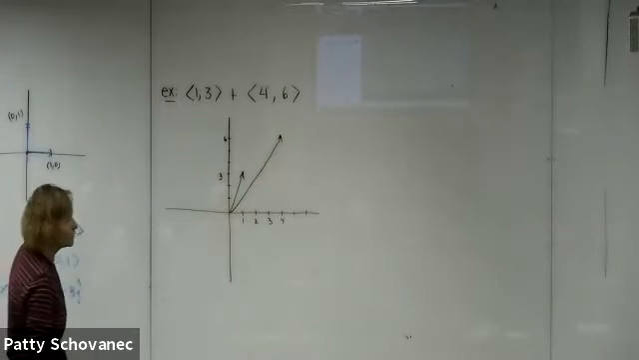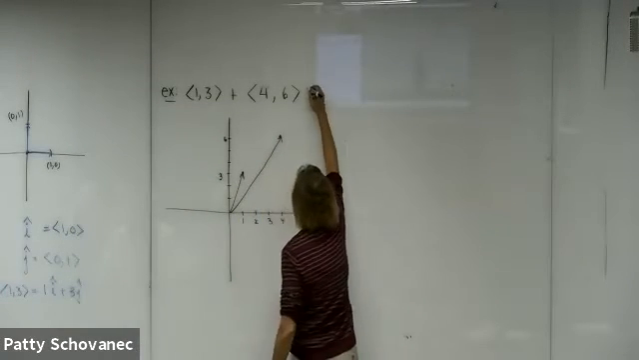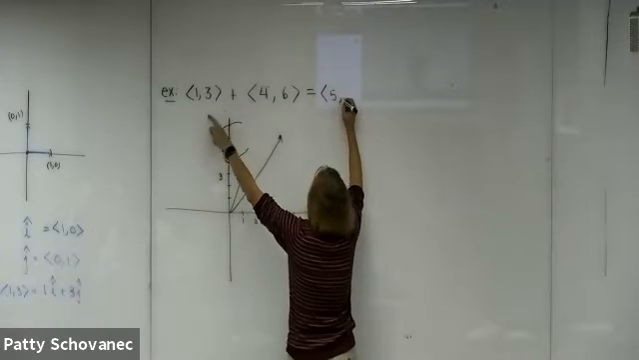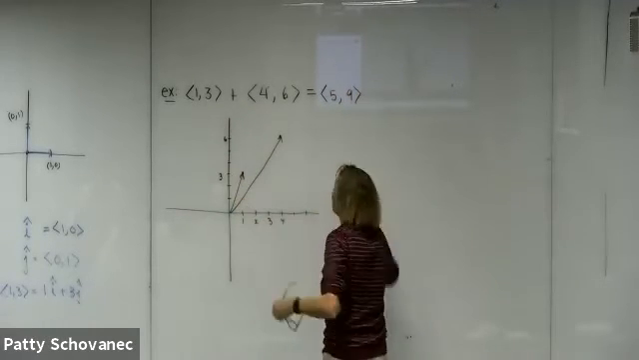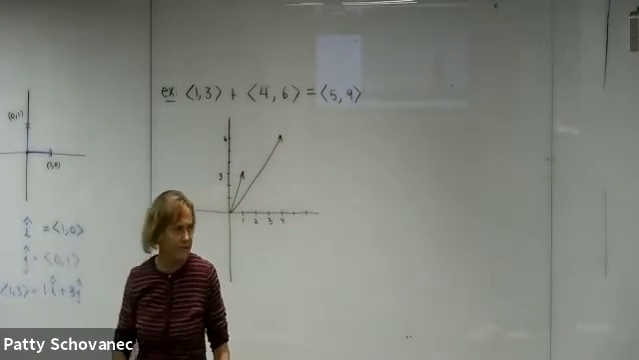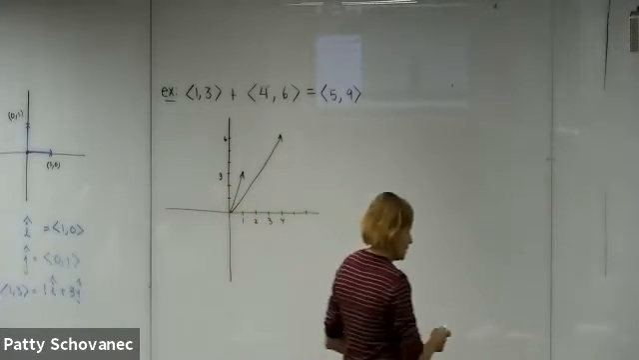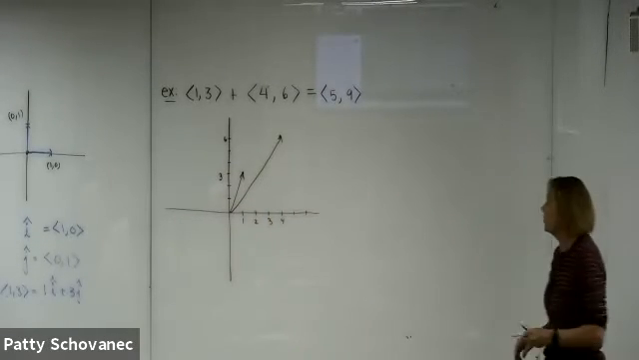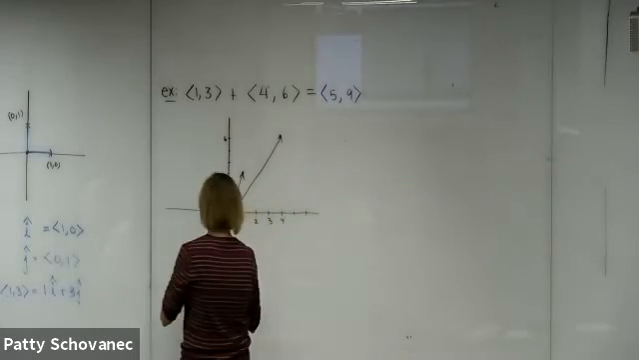All right, now let's add those two, the way we said we would, component-wise. 4 plus 1 will give me 5. 6 plus 3 is 9. And so let's plot that and draw that position vector. Let me draw it in blue. Over 5, up 9.